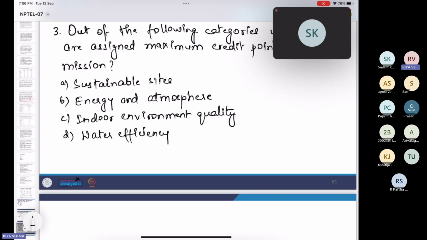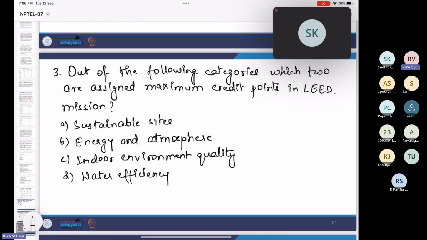So the question is, out of the following categories, which two are assigned the maximum credit points in LEED? Options include indoor environment and energy and atmosphere. Correct.